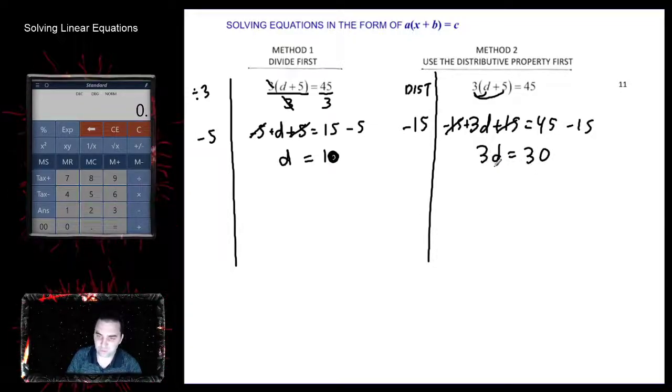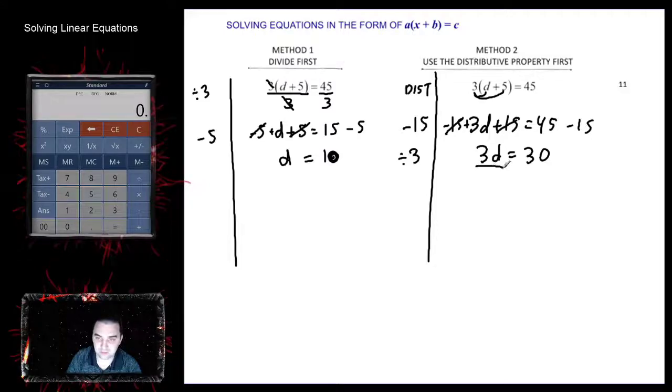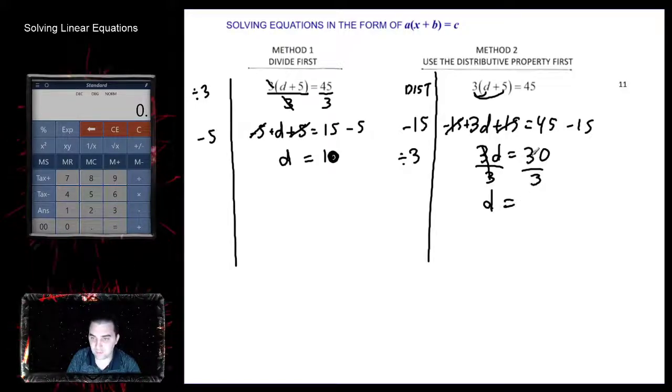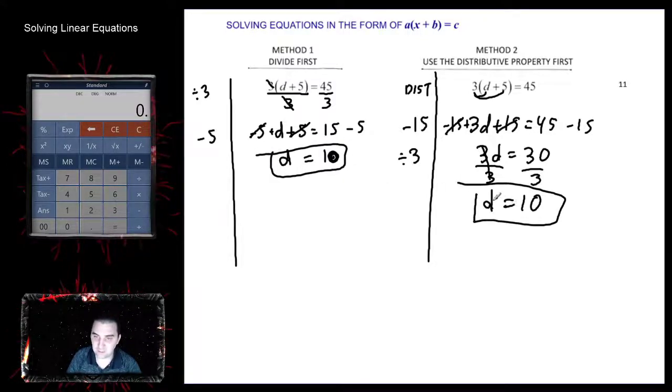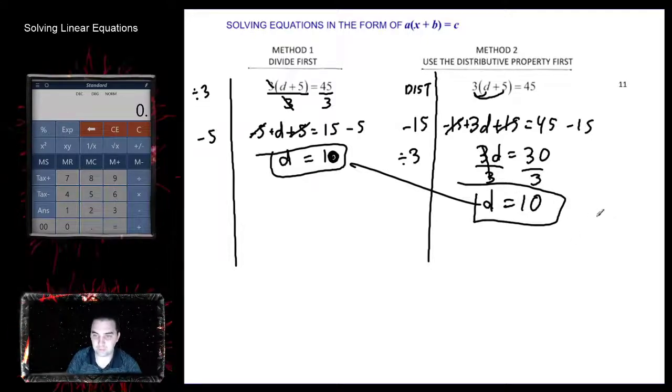Now we just have this one term here. So if I do the opposite of multiplying by 3, which is divide by 3 to both sides, these will cancel out, and I get d is equal to 30 over 3, which is just 10. d is equal to 10. They are identical, just different ways of doing the same thing.